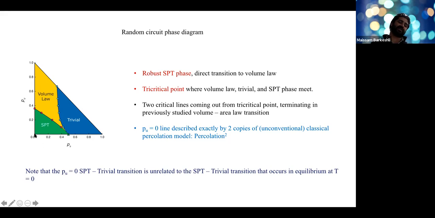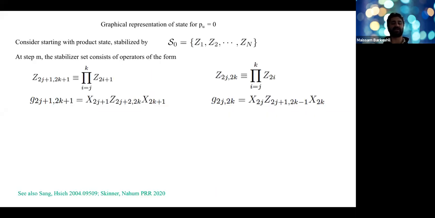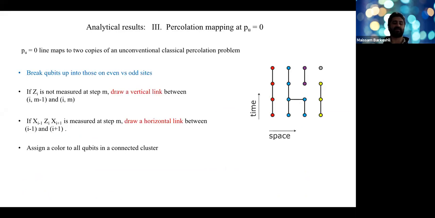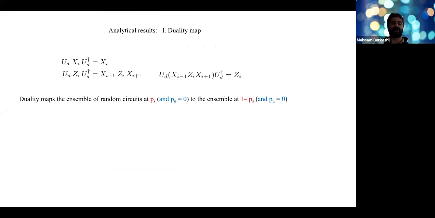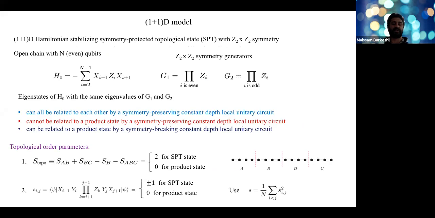Sorry, when I say it's an SPT, you have to be careful here. We have this ensemble of circuits, and we're looking at properties where we average over quantum trajectories. So when I say it's an SPT, what I really mean is, for example, when we look at that order parameter, the topological entanglement entropy, this thing will be 2 everywhere in that phase. So that's the sense in which I'm saying it's an SPT phase.